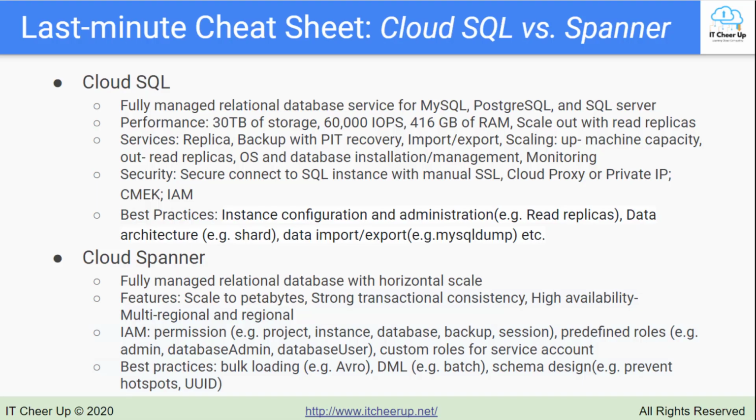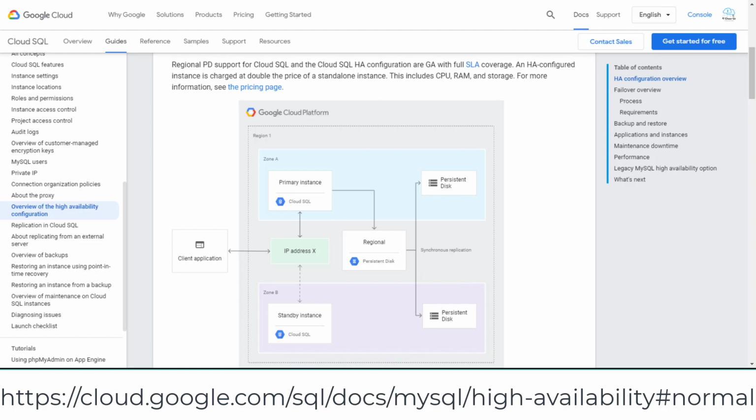You should understand the difference between failover and read replicas in Cloud SQL before the exam. Here is the architecture diagram on failover. Failover is for Cloud SQL high availability. The primary instance and the standby instance are located in two zones within the same region, again within one region. Review this page for more details on HA.